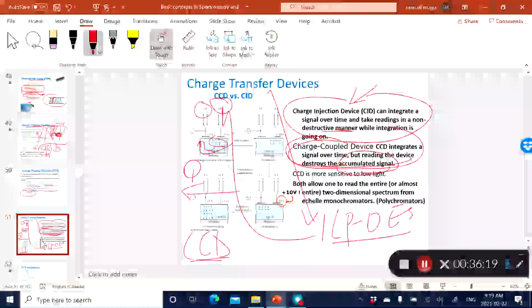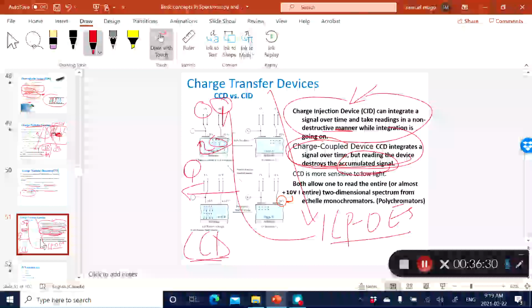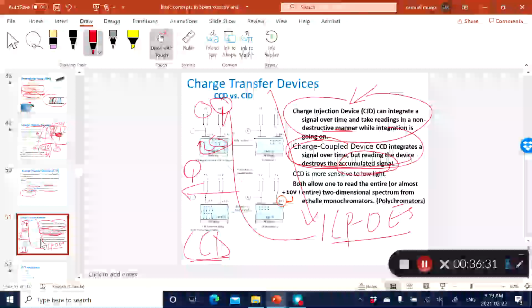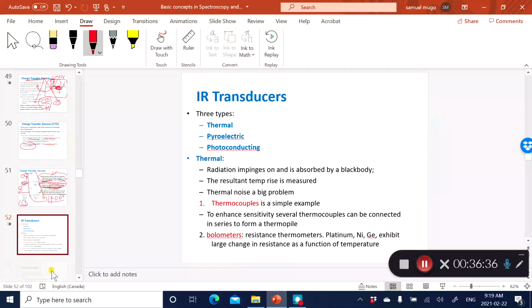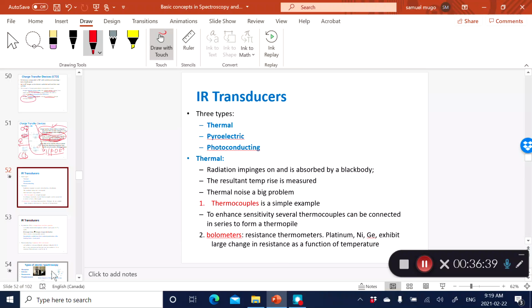And if you understand how they work, you can create other novel types of innovations. You can apply them in different types of settings, and that becomes fairly innovative. So understanding how these things work is fairly critical. So that's all that I'm going to say about UV-Vis types of detectors.